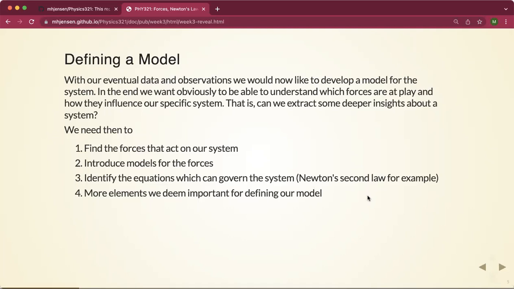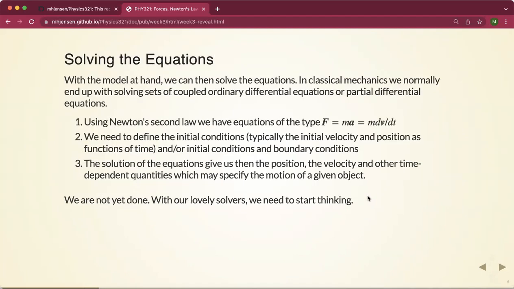The next stage is to solve the equations. And that's what we sketched now on the whiteboard. So when you have set up the problem, you have identified the objects which are moving, then we are going to implement Newton's second law. And we need to define initial conditions, typically the velocity and the position, and other conditions and boundary conditions. We will essentially never deal with boundary conditions, because that will lead us to partial differential equations, which many of you have not seen in mathematics courses yet.